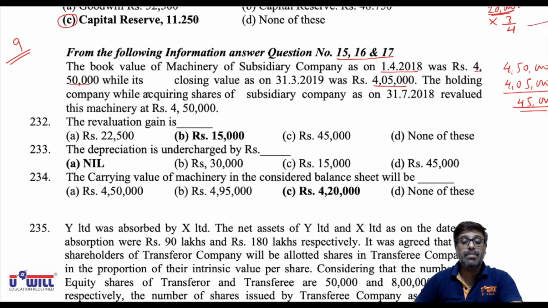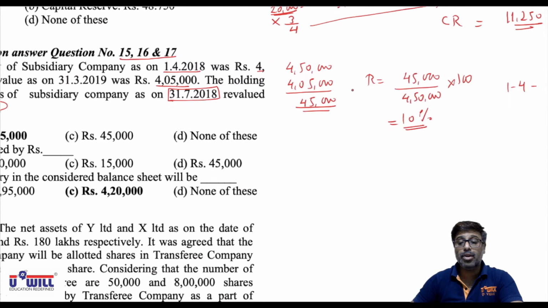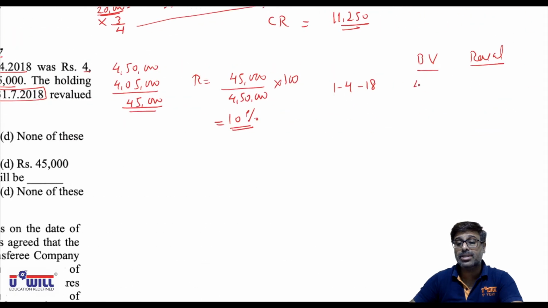The holding company, while acquiring the shares of subsidiary company on 31st July 2018, revalued the machinery at 4,50,000. So let us make that entire working of revaluation. First the book value column, revaluation column, and then effects column. First, on 1/4/18, beginning of the year, the book value of machinery is 4,50,000.